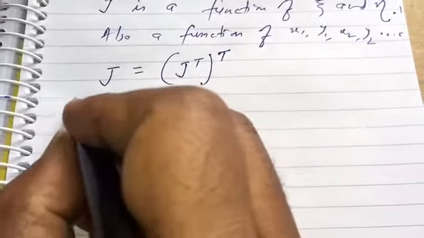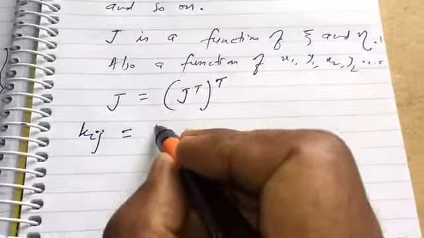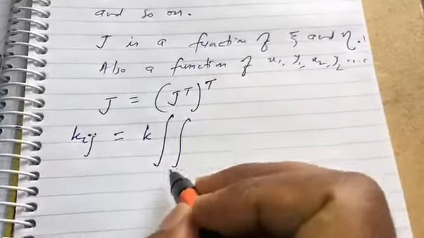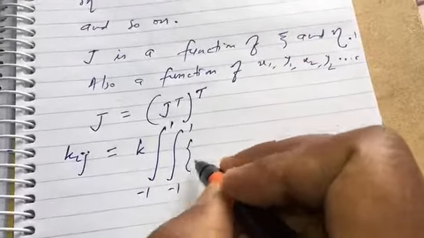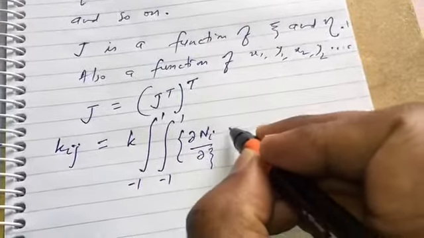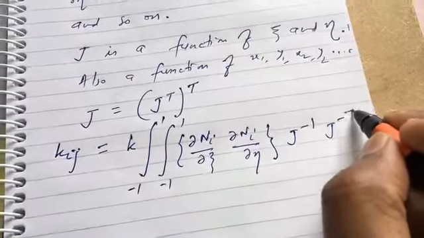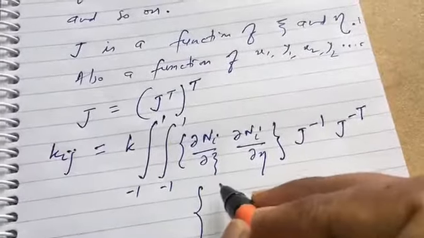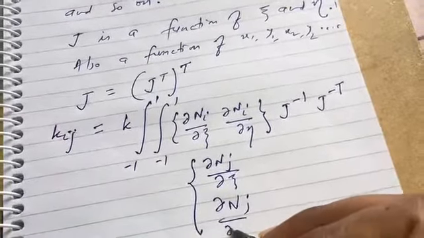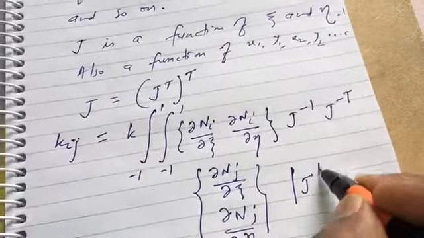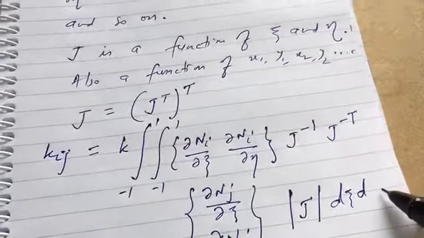Just to sum up, we had Kij equal to small k, integral from minus 1 to 1 and minus 1 to 1, of del Ni del xi, del Ni del eta, then J inverse transpose, then multiplied by del Nj del xi, del Nj del eta, multiplied by the determinant of the Jacobian matrix, d xi d eta.